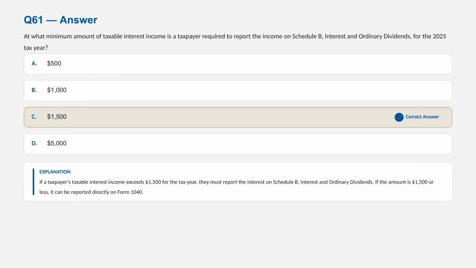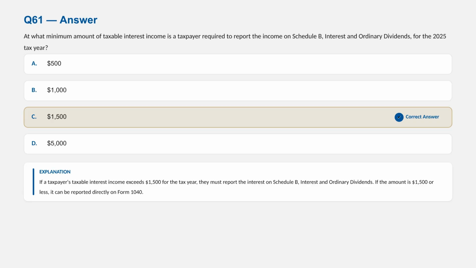The correct answer is C. $1,500. If a taxpayer's taxable interest income exceeds $1,500 for the tax year, they must report the interest on Schedule B, Interest and Ordinary Dividends. If the amount is $1,500 or less, it can be reported directly on Form 1040.